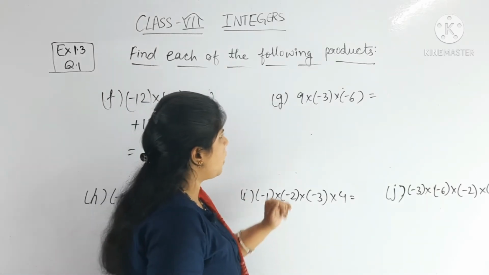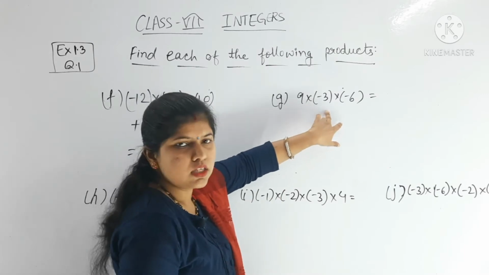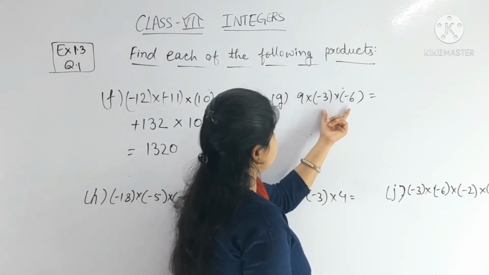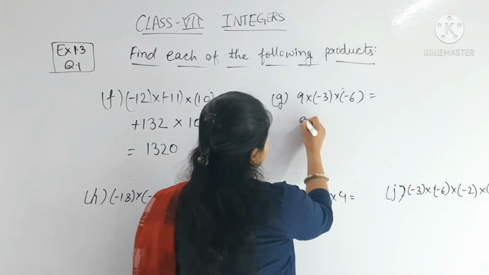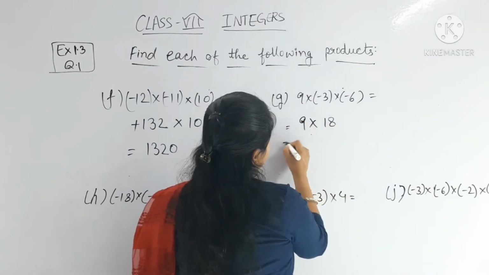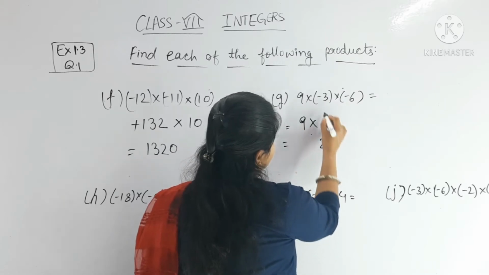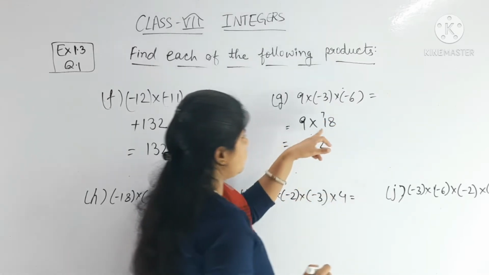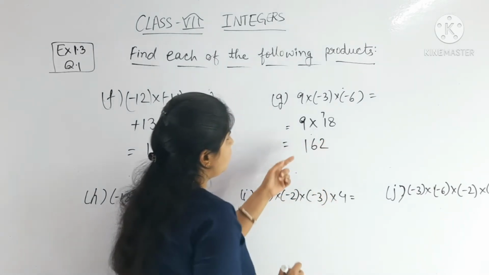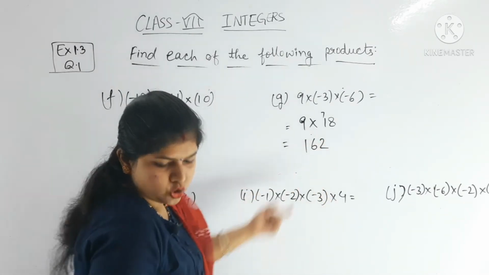Now come to the G part. 9 into minus 3 into minus 6. Okay, so 6 3s are, we know, 18, minus minus is plus. So 18 into 9, 9 8s are 72, 7 is balance, 9 1s are 9 and 9 plus 7 is 16. So answer will be 162.